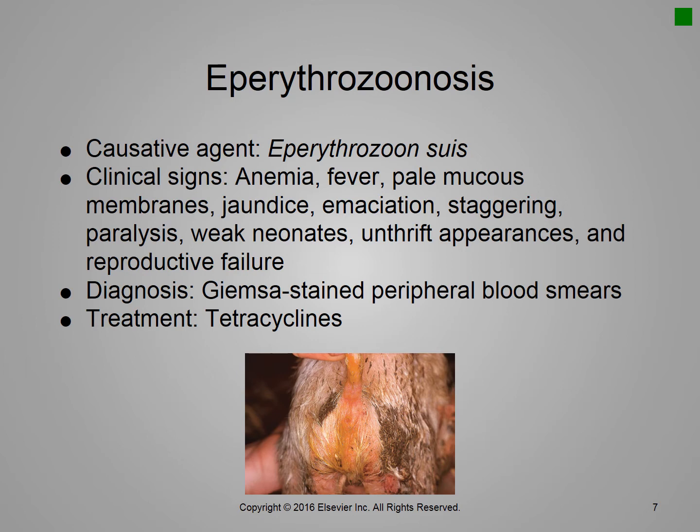And if you can get to it early and get some tetracyclines in them, these guys will do real well. They do better than you'd think. So again, early diagnosis is essential. If it goes very long, your prognosis gets pretty poor.